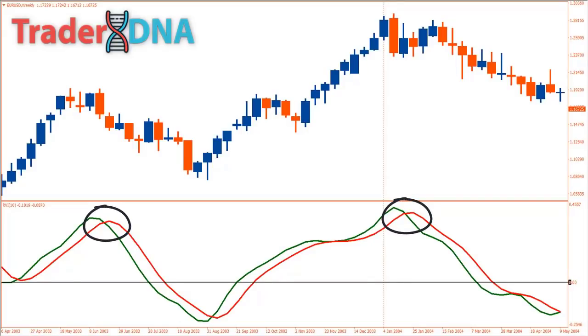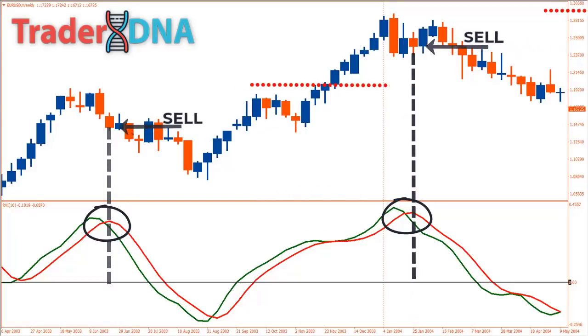After the reversal is confirmed on the price chart, open a selling position with the stop loss behind the local high.